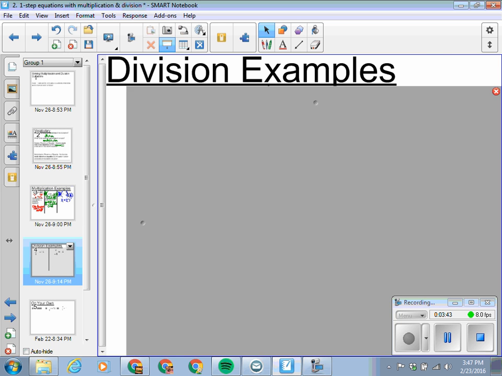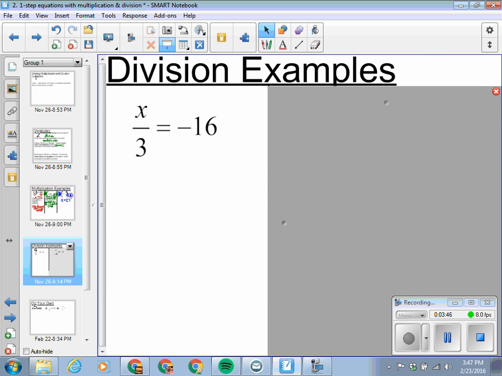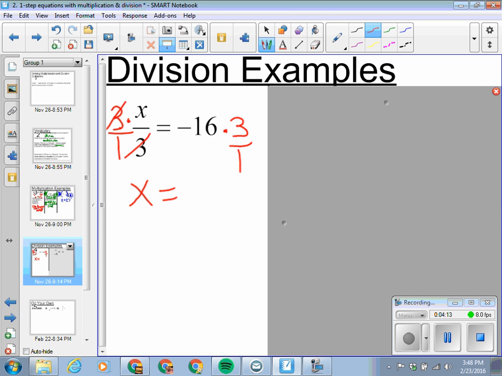Moving on to division problems. You're going to see them a lot like this, boys and girls. And remember, fraction bar just means division. So this is really saying x divided by 3 equals negative 16. So what number divided by 3 is negative 16? Well, the opposite of division is multiplying. So we're going to multiply both sides by 3, or if it helps you, make it 3/1. So the 3s factor out. We're left with x/1, which is just going to be x. Negative 16 times 3 equals negative 48.